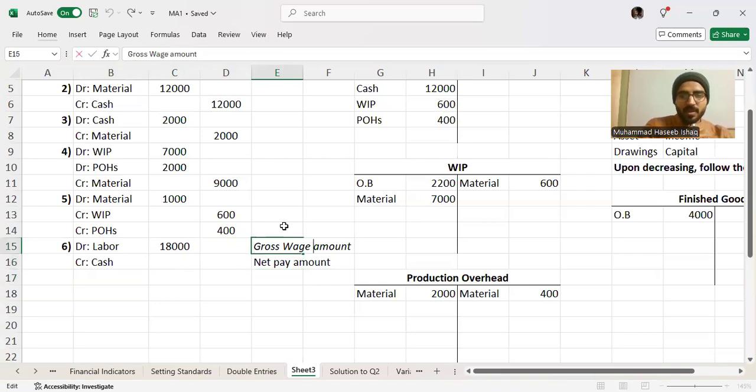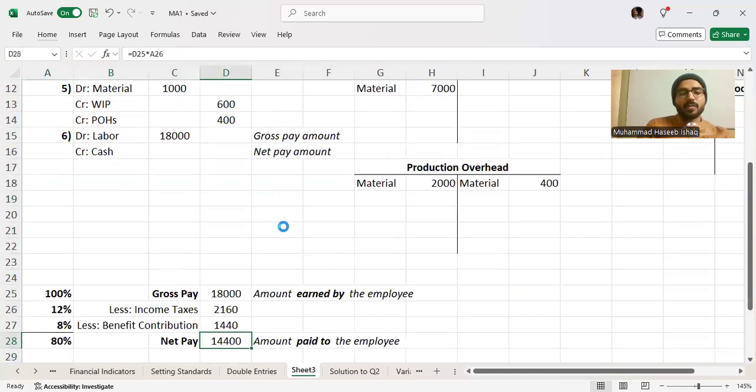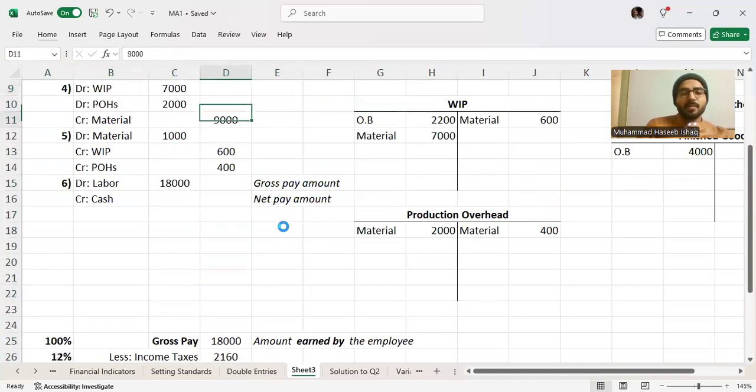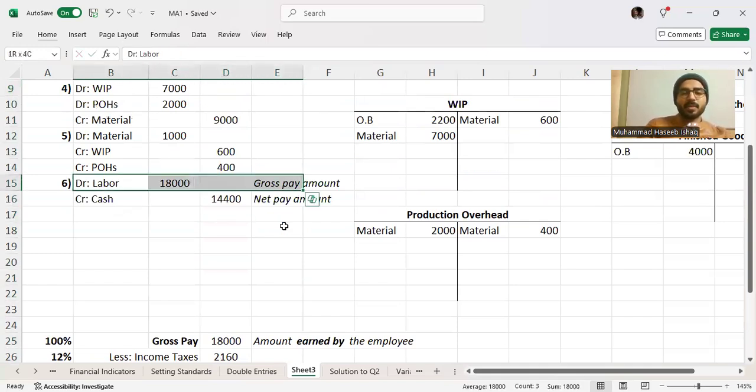So the gross pay amount is the amount that we debit the labor account with, and the net pay amount is the amount for which we credit the cash account, right? So for the credit, we are going to write 14,400 here. Why? Because this is the net pay amount. You can just learn this by rote here.